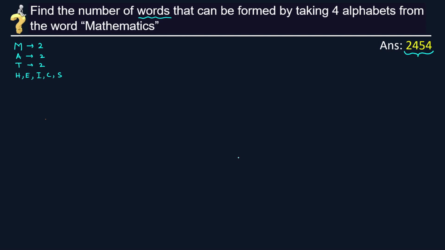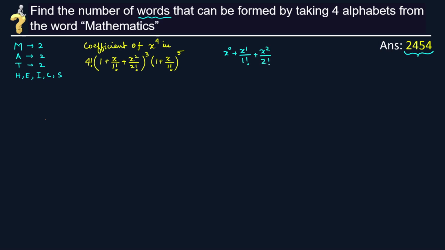Now we have to find the coefficient of x to the power 4 in the expansion of factorial 4 into this expression. Please check it. First you understand why I have done this. For the first factor, why is this power cube? Because this signifies the 2 M's. For 2 M's, either I can choose no M, or I can choose 1 M, or I can choose 2 M's. Right? Same thing with A and same thing with T. That is why I have written this as a whole cube.